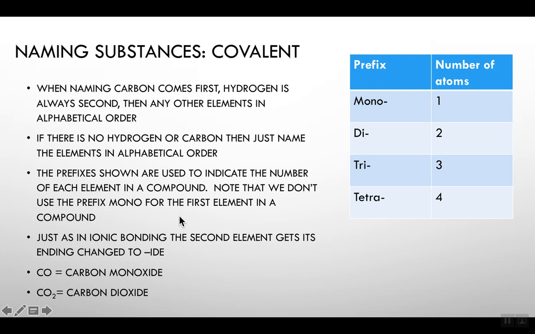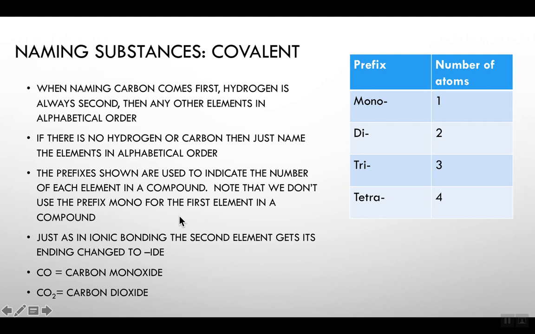If we look at the naming and the formulas for covalent substances, there's a few rules to follow. If you are naming something, then the carbon comes first, hydrogen likes to be second, and other elements we put in alphabetical order. If we don't have hydrogen or carbon, then we just put the elements in alphabetical order.